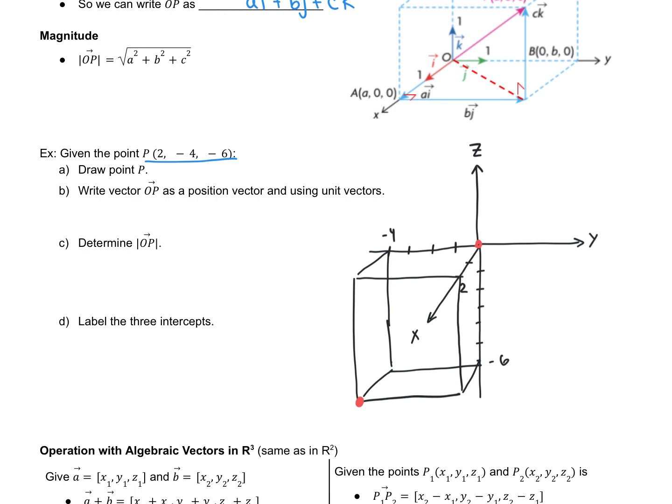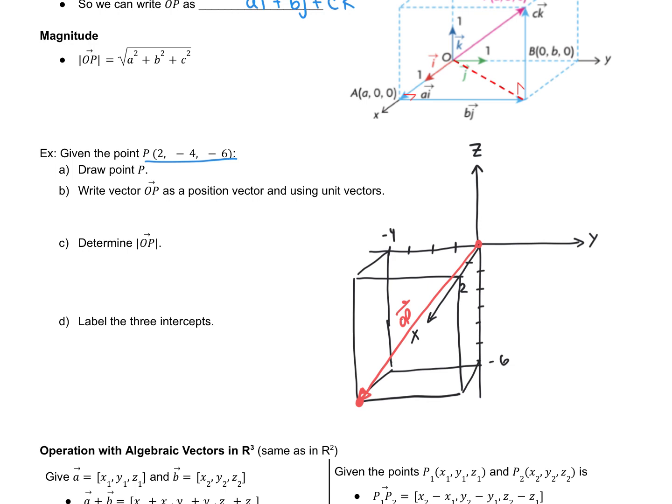Okay, so it's coming forward 2. So it's at the front of the rectangular prism. It's gone to the left -4, so it's to the left of the prism. And it's at the very bottom when z is -6. And if I were to connect my origin to this point, this is vector OP.